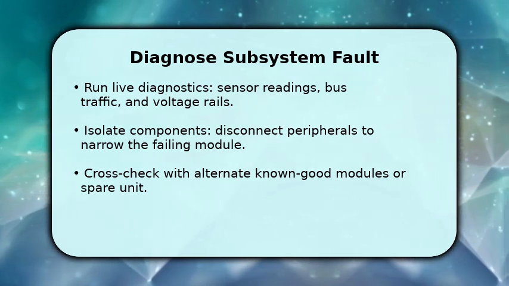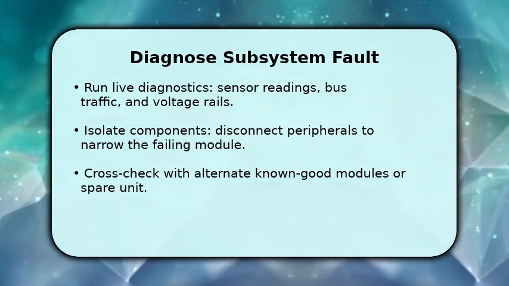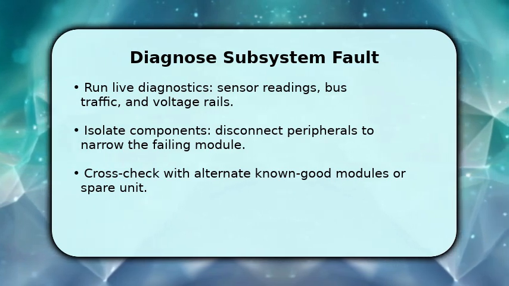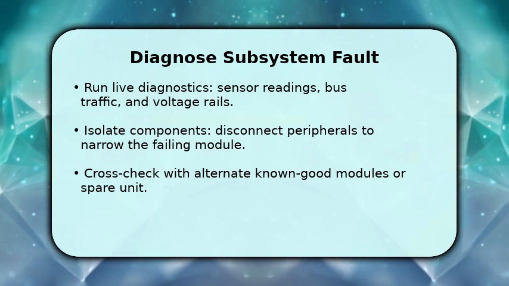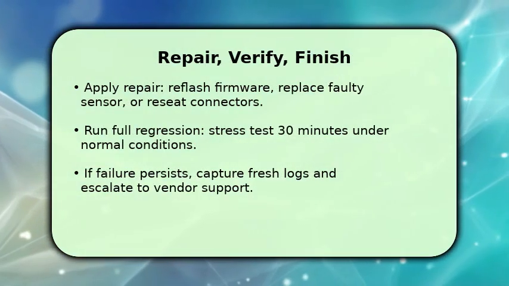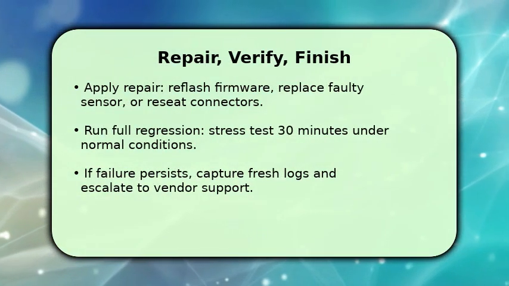Once isolated, document the exact failing pin and message ID, then perform the chosen corrective action: reflash firmware if corrupted, replace the identified sensor, or reseat and secure connectors and grounds.